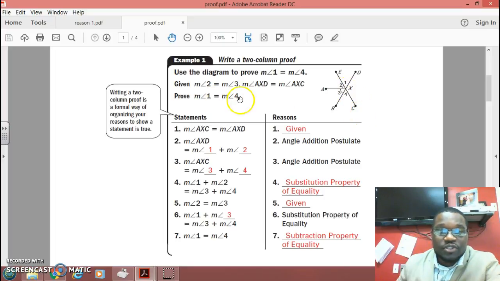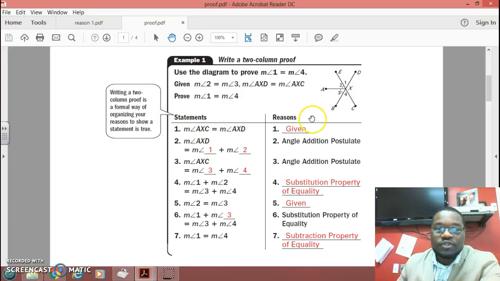All right, so they want us to prove. So this is a 2-column proof, right? A 2-column proof. Now, you always start off with what is given. So I need to be able to prove that those two angles are congruent, not just by saying, well, they are.